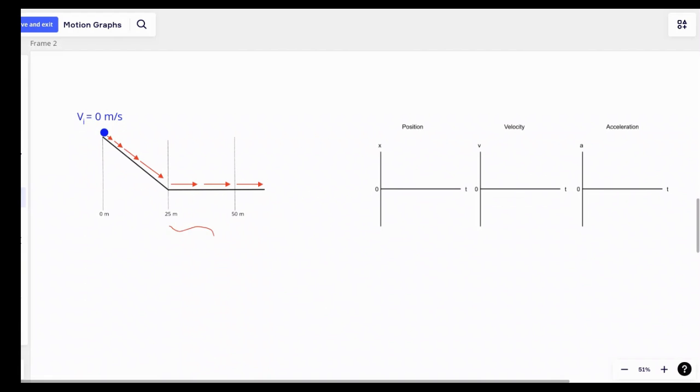So from here to here is constant velocity.